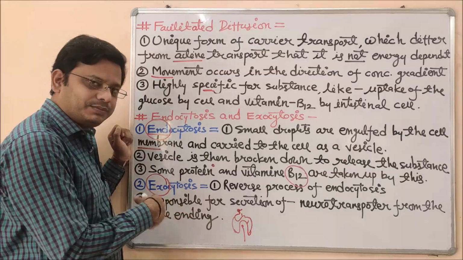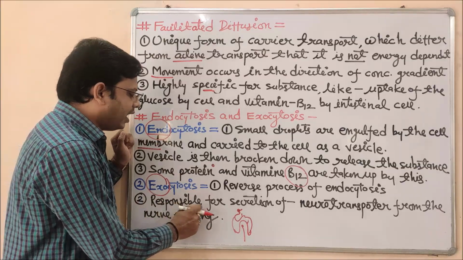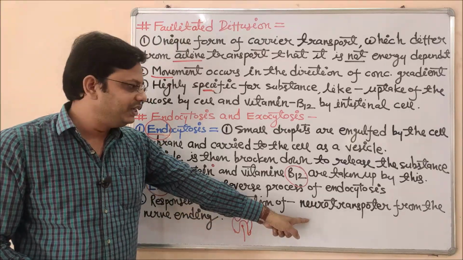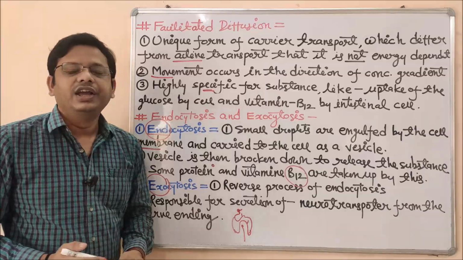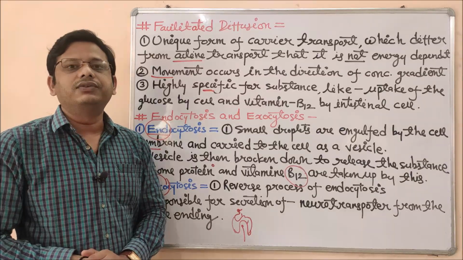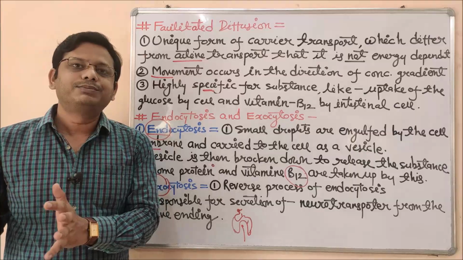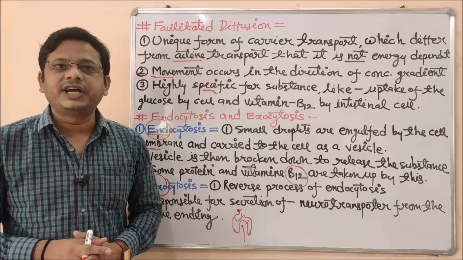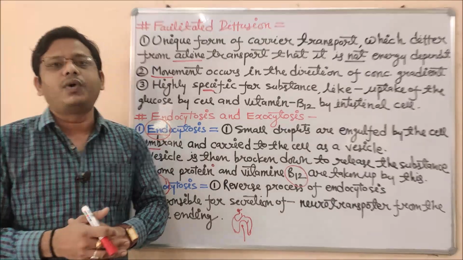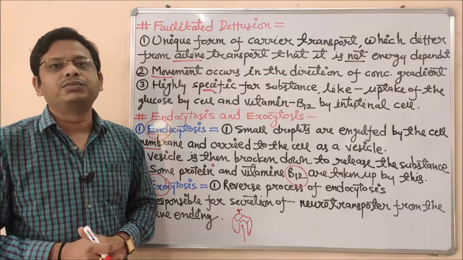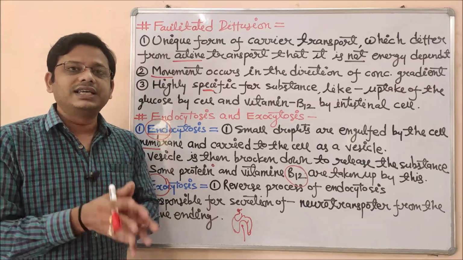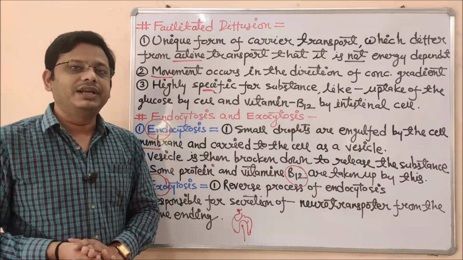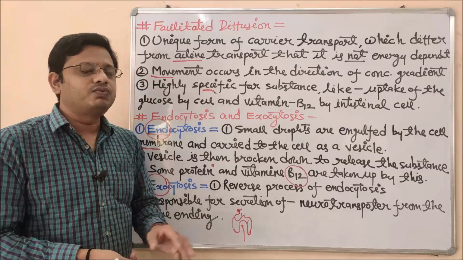So what are the specific phenomena of this? Exocytosis is responsible for the secretion of neurotransmitters from the nerve ending. In an upcoming class, we are going to study the different types of neurotransmitters and neurohumoral transmission. All of these are based on the process of exocytosis: where, how, and how much neurotransmitter will be released from the vesicles stored inside the presynaptic nerve ending. The release of neurotransmitter takes place with the help of the exocytosis process. So this was the theory point of view.